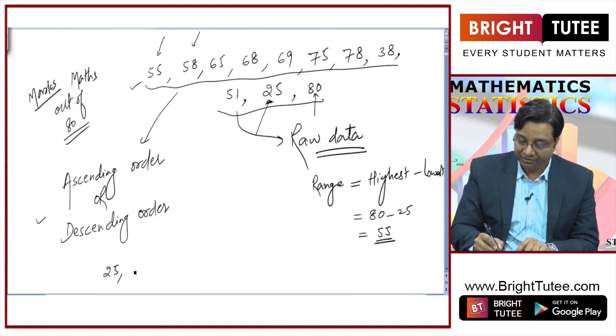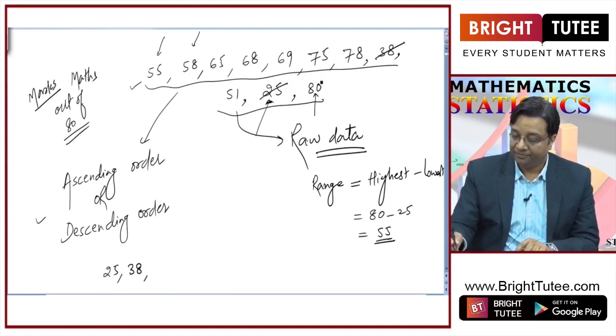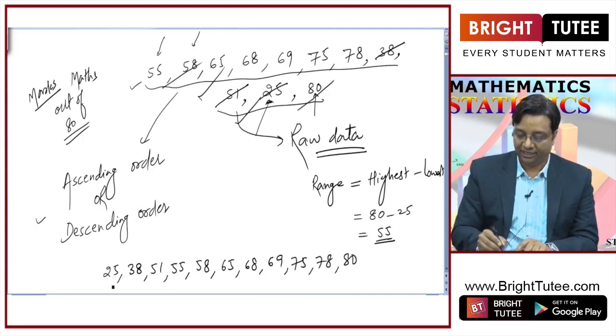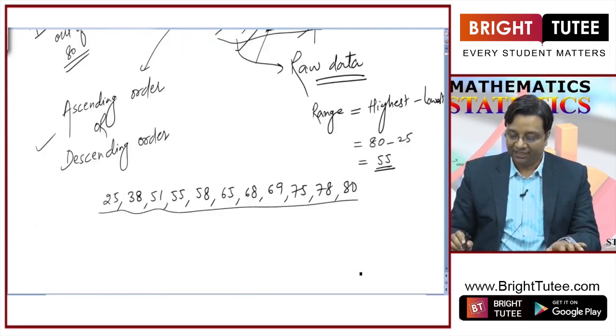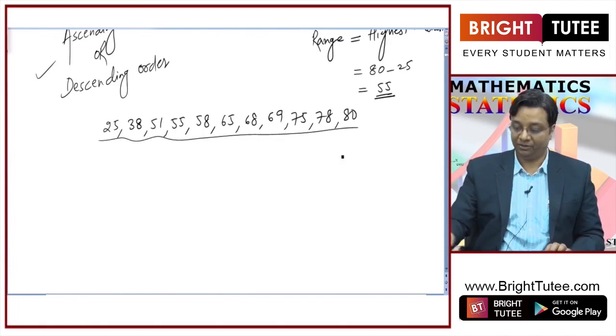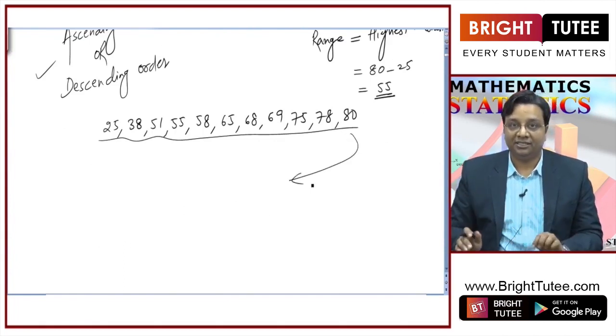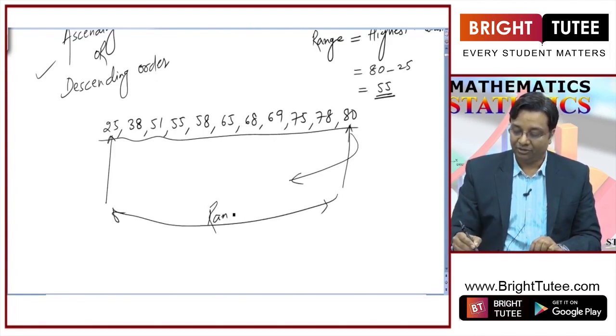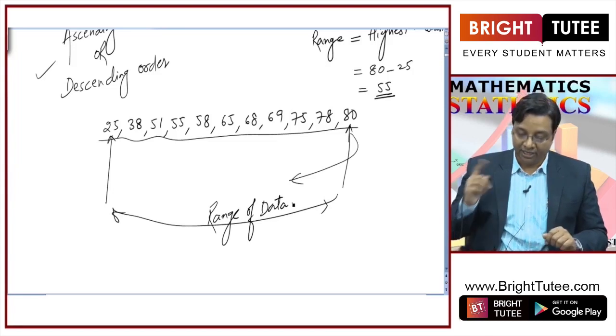So the lowest is 25, then 38, then I've written it already, and the next one is 51, then I'll write 55, 58, 65, 68, 69, 75, 78, and then 80. So I have written all these numbers here in ascending form. When you write these numbers in ascending or descending form, you could have written it other way around also. Now it is easier for you to see that this is the lowest, this is the highest, and their difference will give me the range of data, going from the lowest to highest, right? This is one thing.